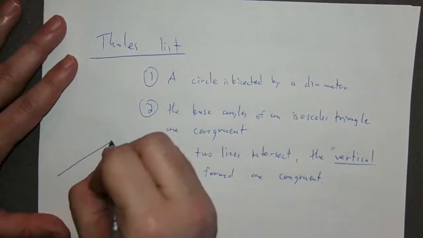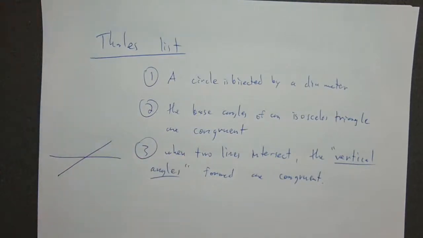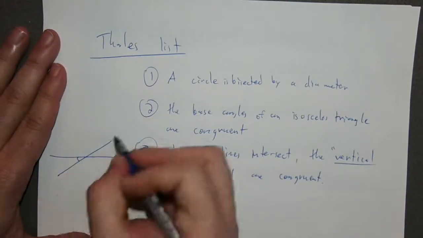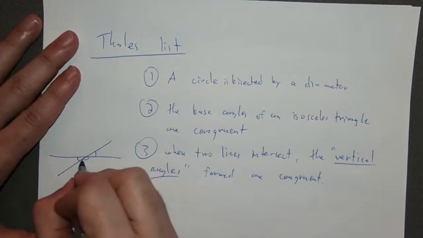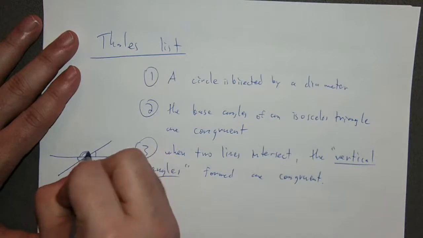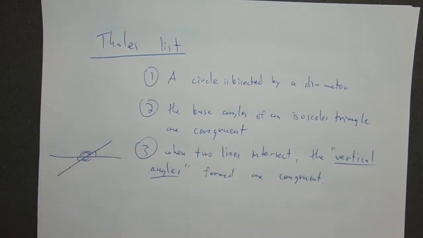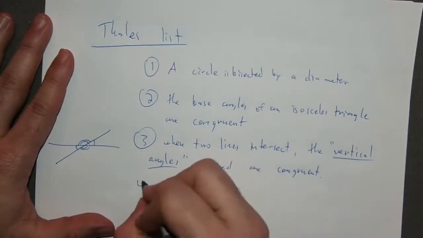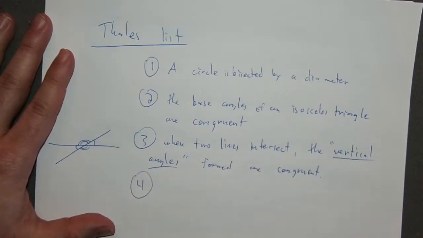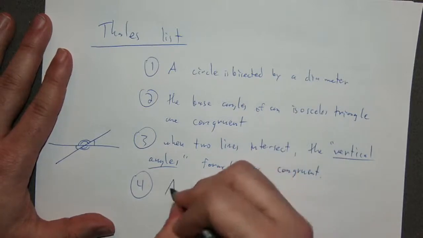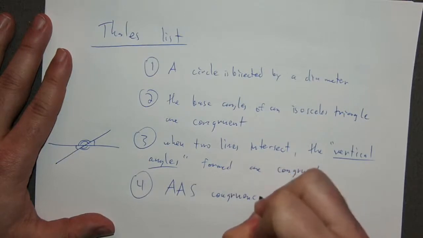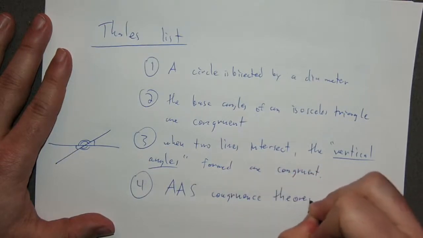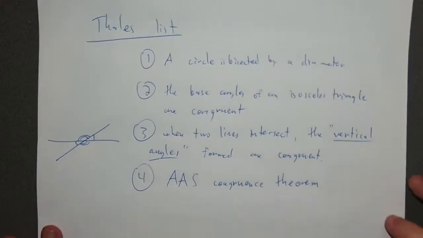Okay, so quick demonstration of that. All right, vertical angles would be these two, form a pair of vertical angles. And this pair is another pair of vertical angles. Okay, so vertical angles are congruent. He was the first to show this. Next, angle side. So the angle side congruence theorem for showing that two triangles are congruent.